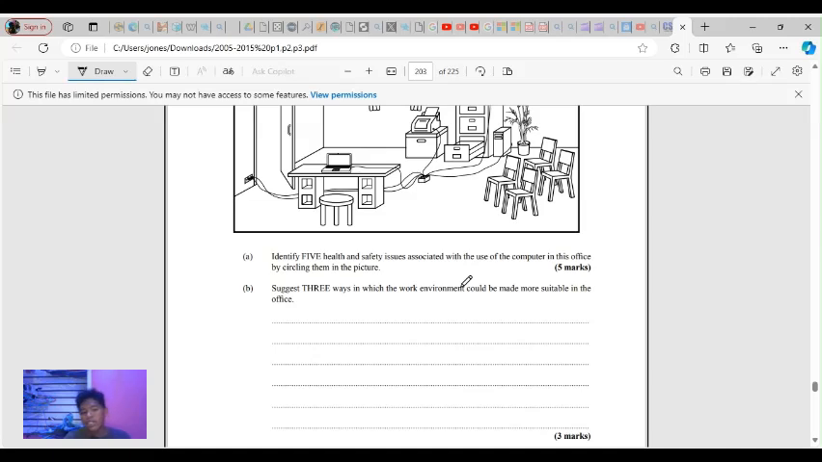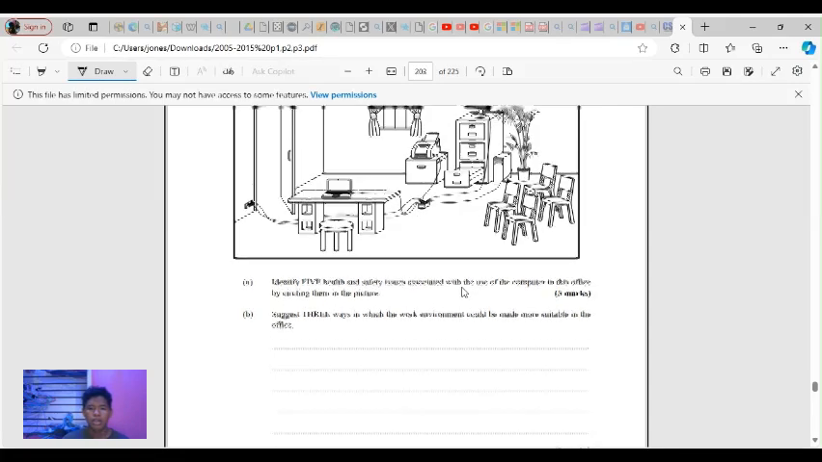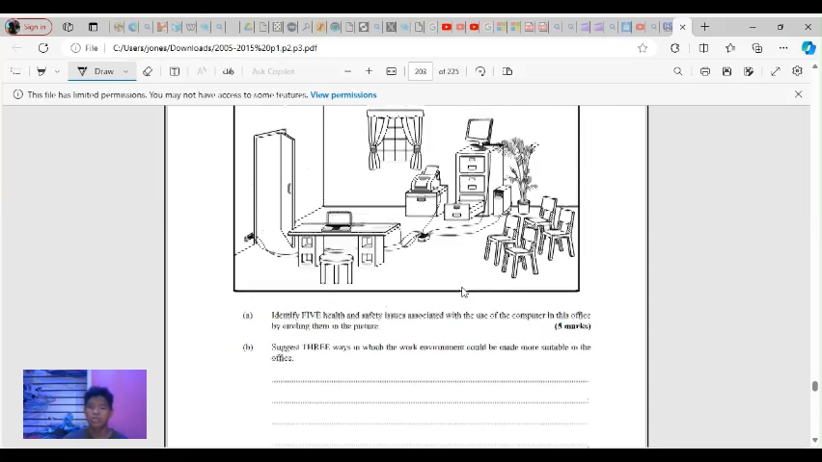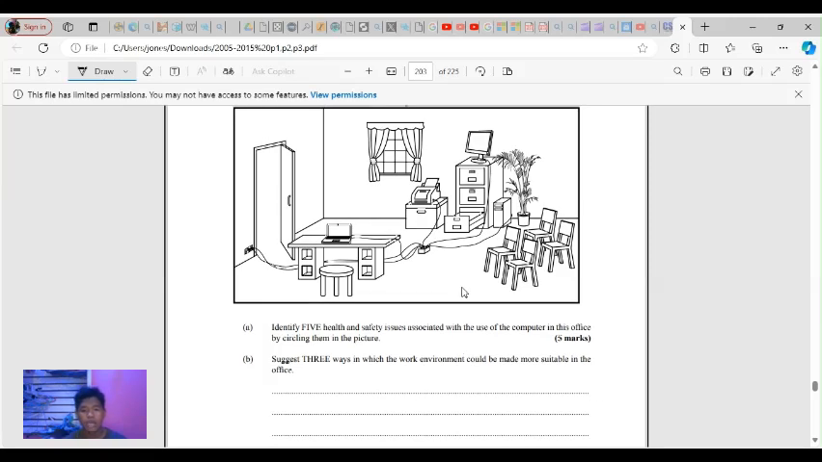So as I just started listing some health and safety issues associated with the use of computer in this office, let me just take a minute to analyze the picture, right? So we could see a couple of things. And this is very horrible. This is a horrific scene. Number one, the computer is not on a desk. This desktop computer is not on a desk. This wire is on the screen, right? These wires can make people fall.